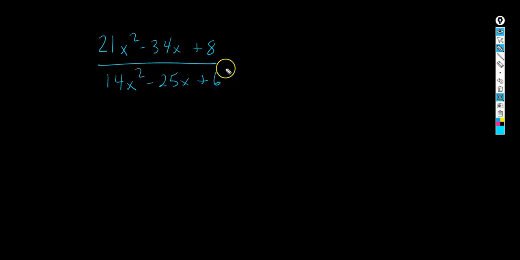Well, you're going to have to try and factor numerator and denominator because you can't do any cancellation here at all, the way it is. You cannot say the x squares cancel. They don't. So now this is a more complicated way to factor. I need to find 21 times 8. Let me make sure I've got it in the screen. Okay, so 21 times 8 is 168. And so I need two numbers whose product is 168, but they add up to negative 34.